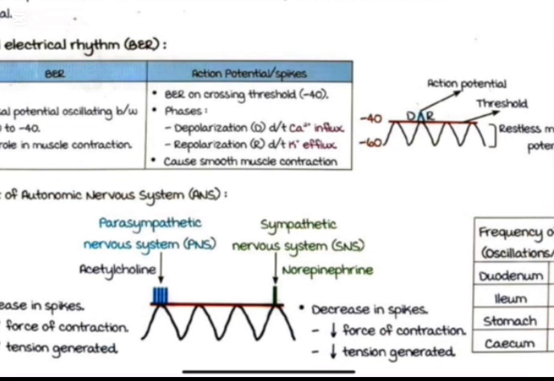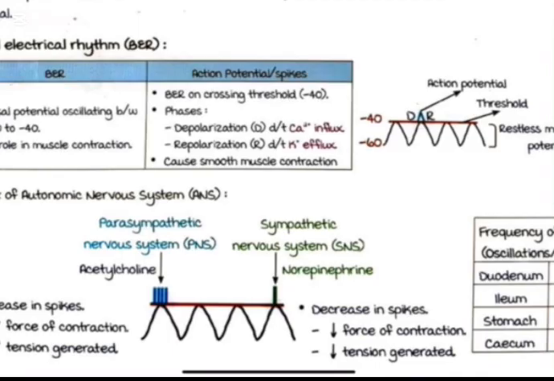Here is the diagram of restless membrane potential. Basal electric rhythm is oscillating between -40 to -60. Depolarization is due to calcium influx, and repolarization is due to potassium efflux. Threshold is -40. Action potential is shown.